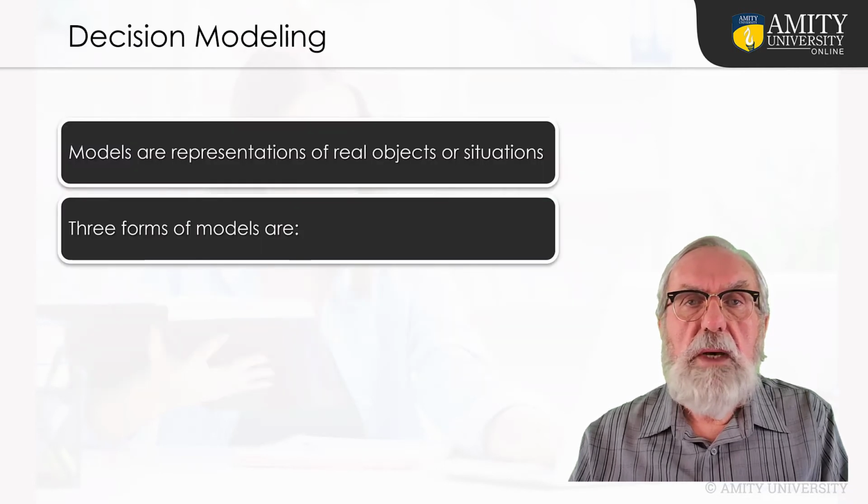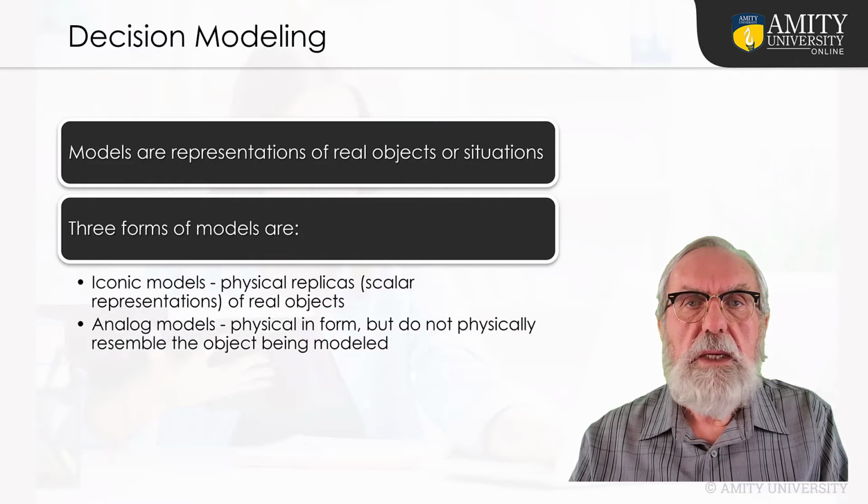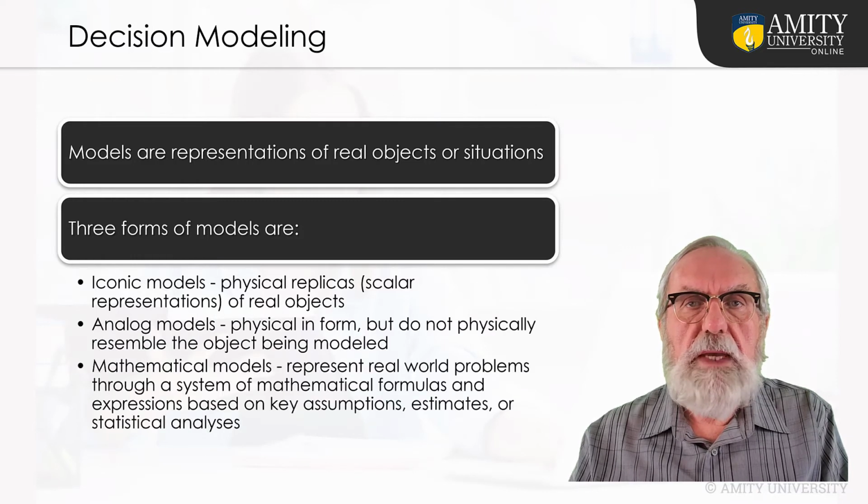Decision modeling. Models are representations of real objects or situations. The three forms of decision models are iconic models, or physical replicas, scalar representations of real objects. Analog models, physical in form but do not physically resemble the object being modeled. Mathematical models represent real-world problems through a system of mathematical formulas and expressions based on key assumptions, estimates, or statistical analysis. Generally, experimenting with models compared to experimenting with a real situation requires less time, is less expensive, and involves less risk. The more closely the model represents the real situation, the more accurate the conclusions and predictions will be.